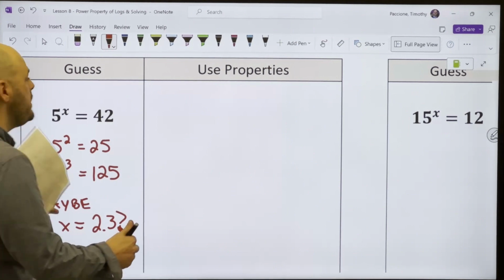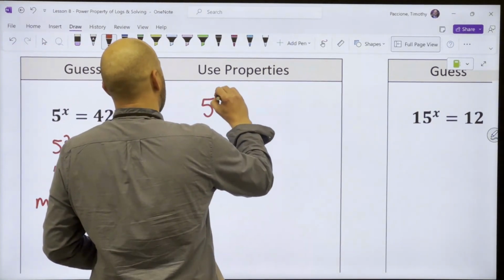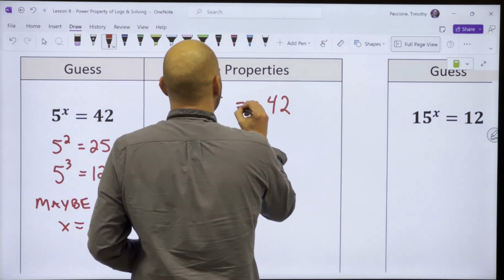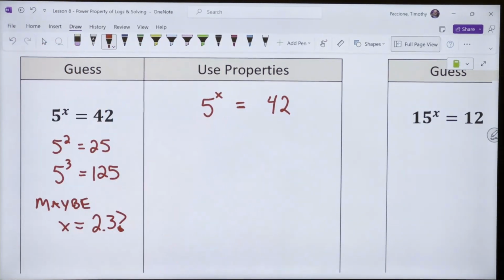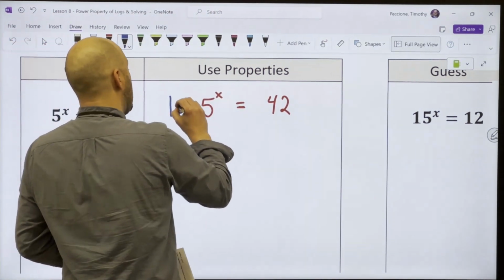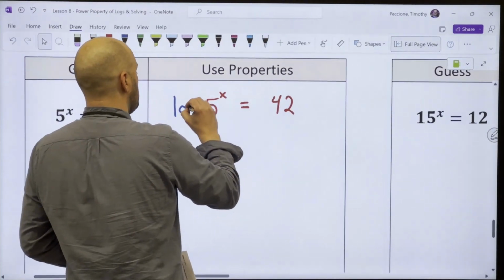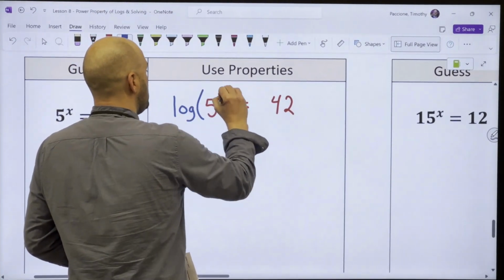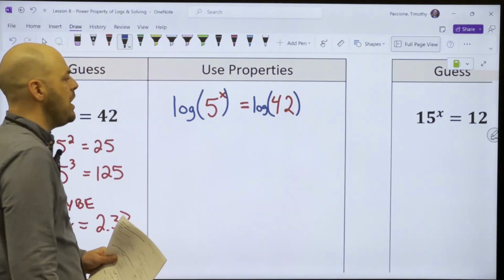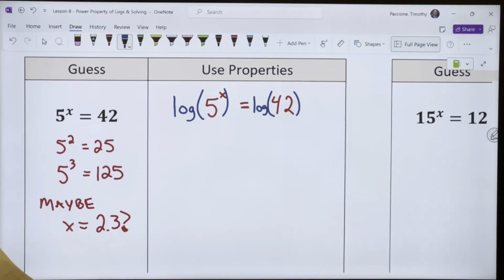Okay? So what we do, 5 to the x equals 42. Well, remember, step 1 was isolate the part with the x. We're lucky here, it's isolated. Step 2 was log both sides. So I'm going to log, you notice I left a little space here. You might want to try to get in the habit of that, because you got to fit a log in here. Okay? So I've logged both sides of the equation.